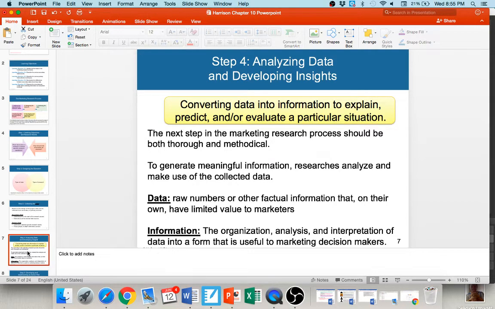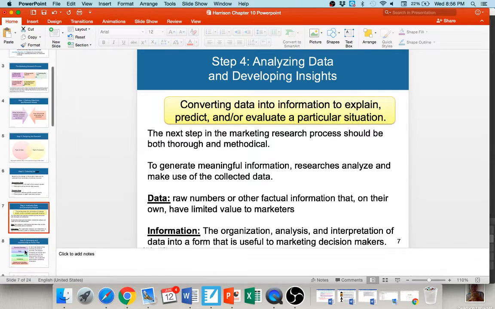So that's why this interpretation process is so important, because once you have organized and analyzed and interpreted the data into some form of useful information for decision making, that's considered to be information. So this step is really all about taking all of that data you've collected and trying to create some type of information that you can use to explain or predict or evaluate some kind of research situation.